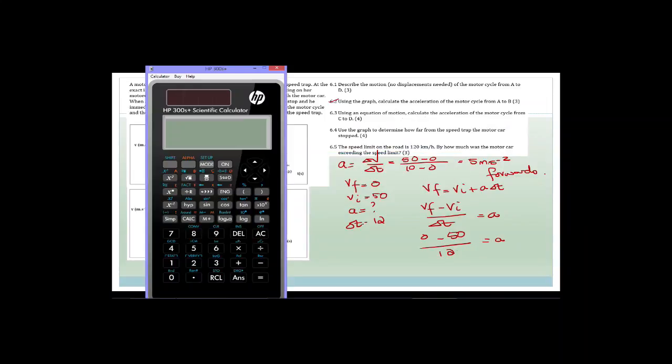And we need to pop that in and get it on. And we go minus 50 divided by 12 equals minus 4.17. So the acceleration is minus 4.17 meters per second squared forwards. The minus is showing us that it's slowing down in the forward direction. Right, now let's just erase some stuff.